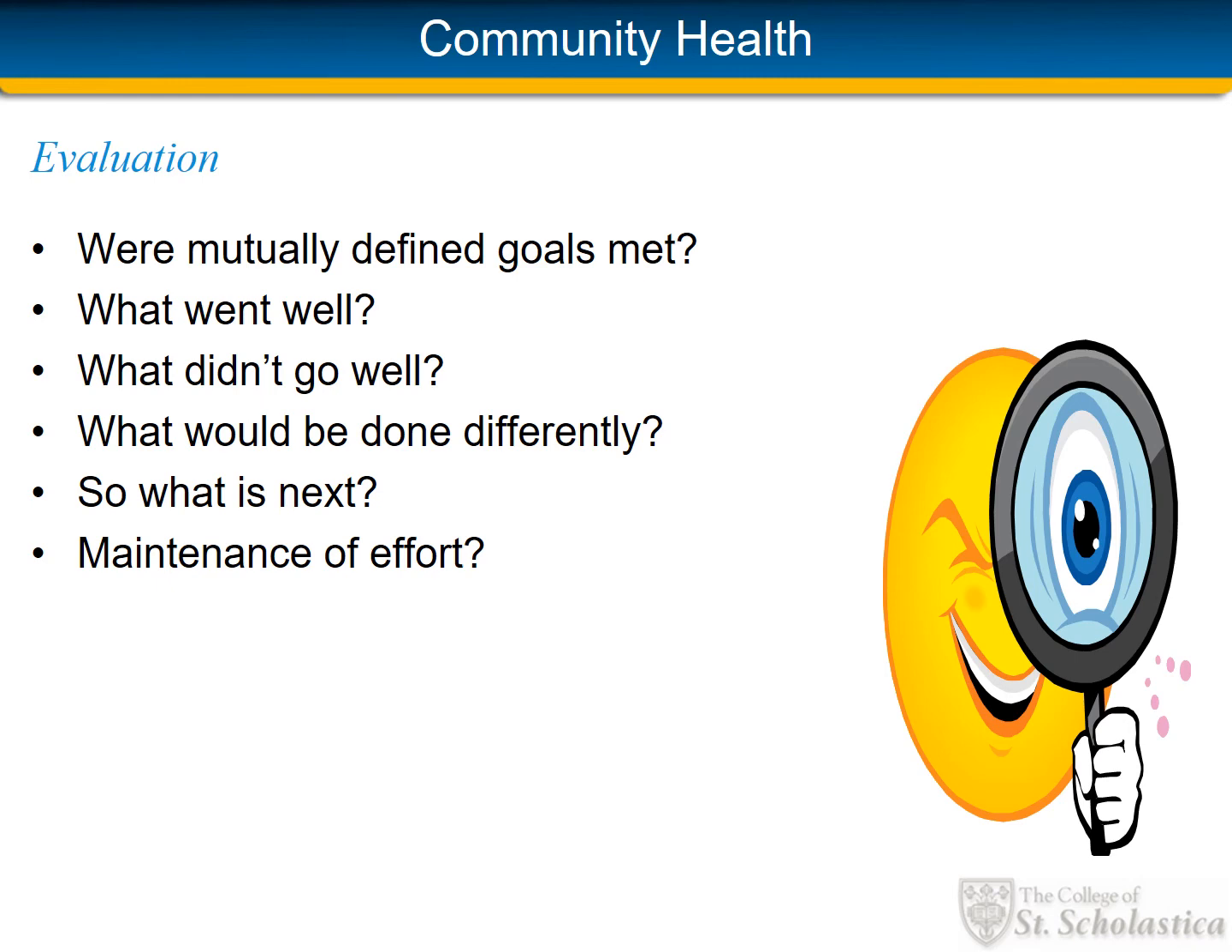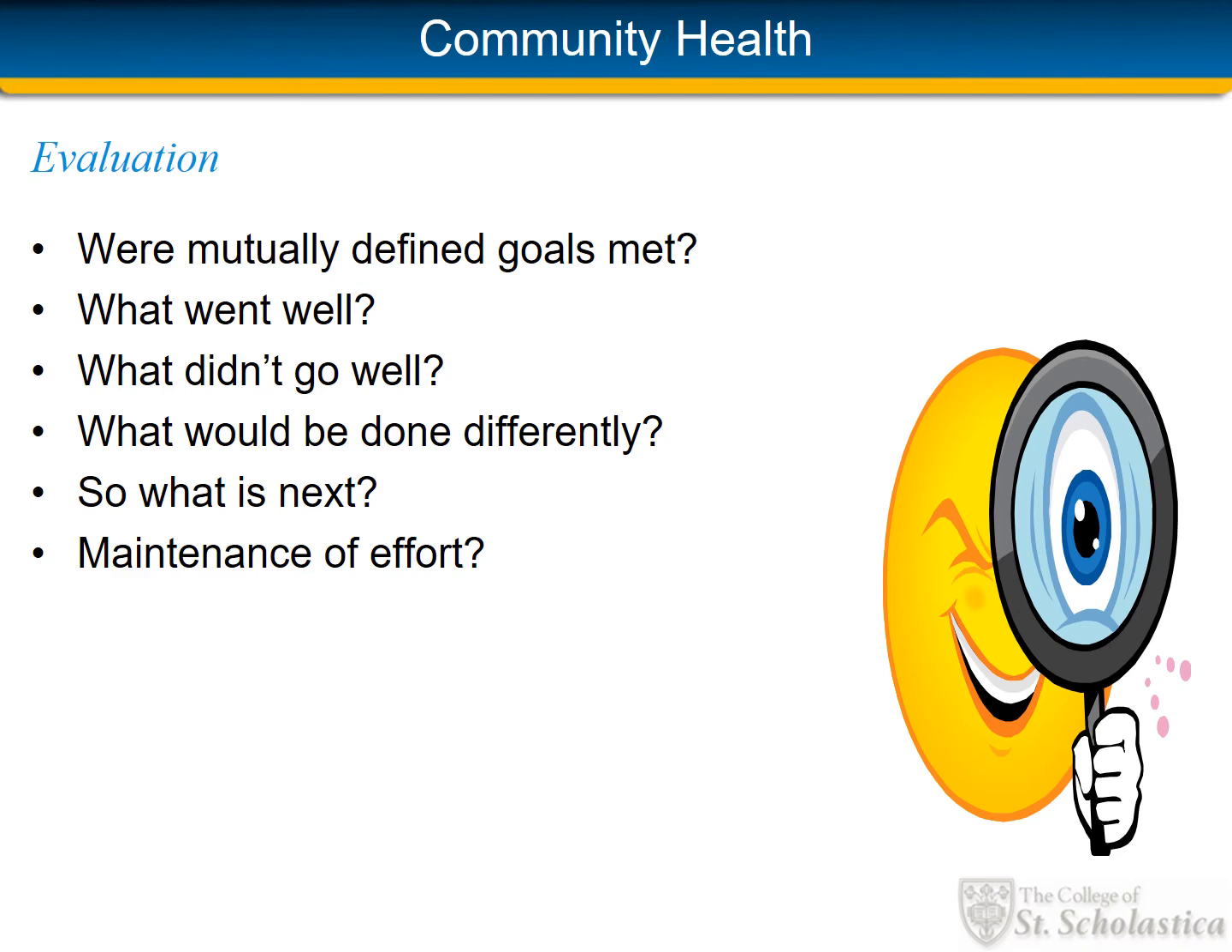The last step then of the community assessment process is evaluation. There are really two types of evaluation. One is called formative and the other is summative evaluation. With formative evaluation, we want to focus on the process of implementing interventions. So the questions of what went well, what didn't go well, what might you do differently, or how might you approach things differently, those types of questions would be focusing on the process or focusing on the interventions themselves.